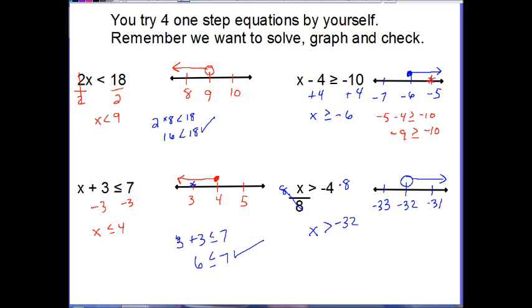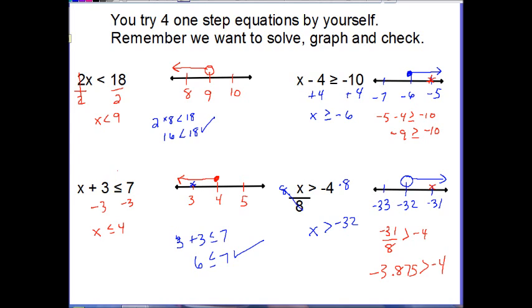When I go to check that solution, I'm going to plug in negative 31. I want to know, is negative 31 divided by 8 greater than negative 4? When I go ahead and I type that in, my solution is going to end up giving me negative 3.875 is greater than negative 4, which is true. Negative 3.875 is not quite as negative as negative 4 is.